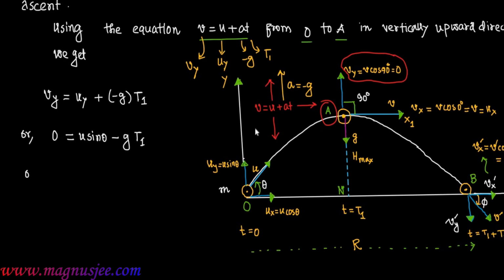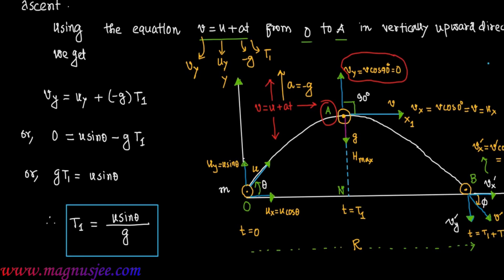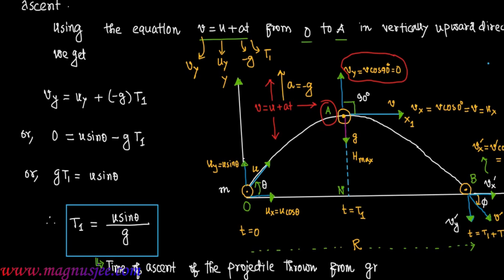So we can write 0 equal to u sin theta minus g T1, or g T1 is equal to u sin theta. Therefore, T1 is equal to u sin theta divided by small g. That is the time of ascent of the projectile thrown from the ground.